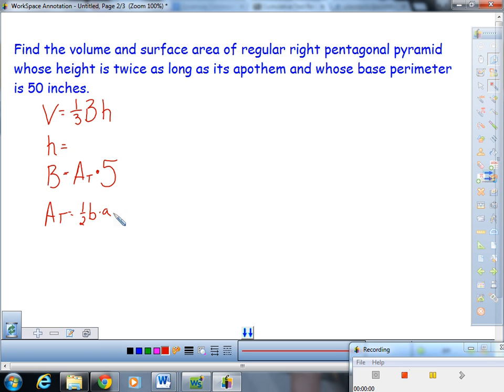So now the first thing I'll do is I'll draw the base. Not a great pentagon, but good enough. It says that the perimeter is 50, so what does that imply that each side is? 10, okay? That is the red triangle that we're trying to find the area of. That right there is the apothem. You understand? Okay.